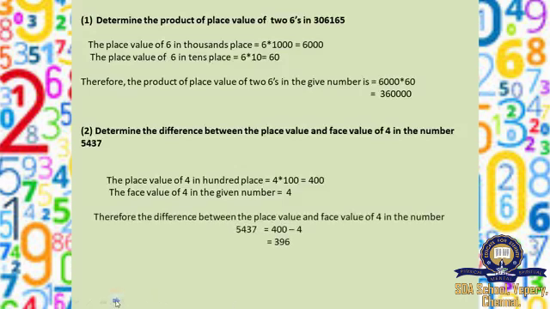So therefore the difference between the place value and face value of 4 in the number 5437 will be 400 minus 4, which is equal to 396.